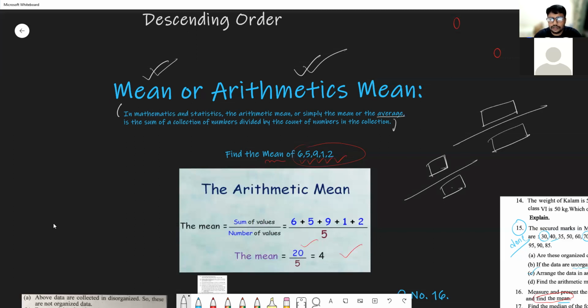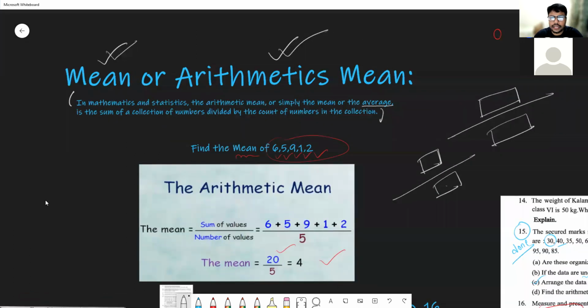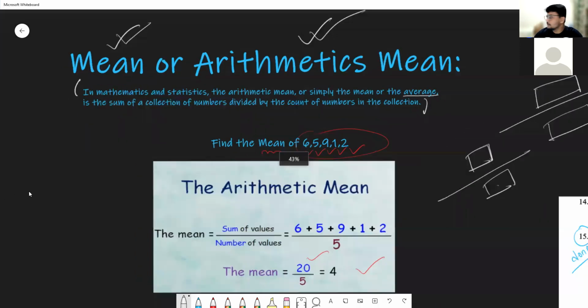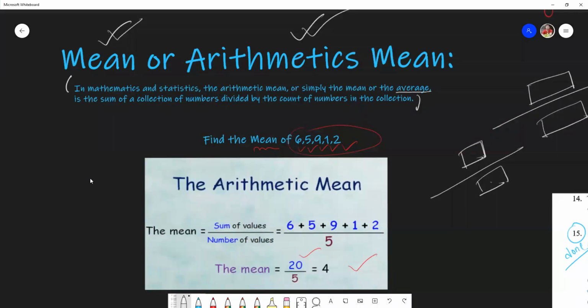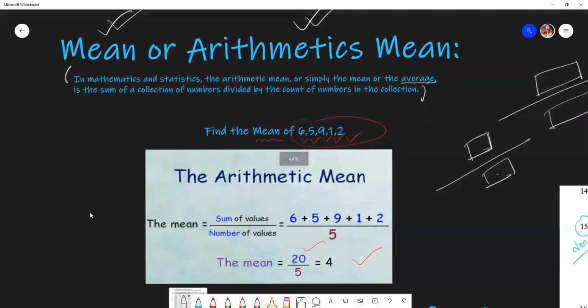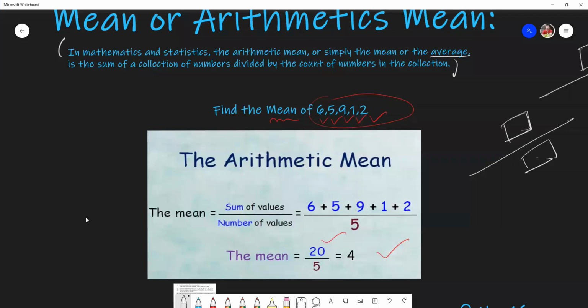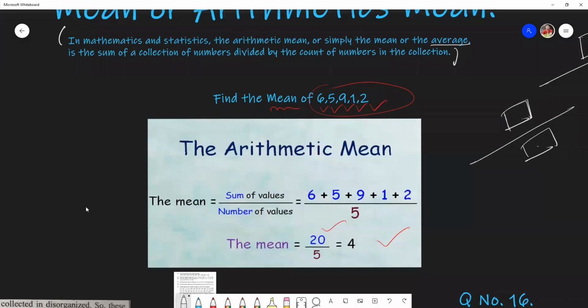Did you complete writing the definition of the arithmetic mean? No, sir. Okay, now complete it. Is it now okay? Yes, it's fine. Okay, now can you see the maths here? The next slide. Find the arithmetic mean.